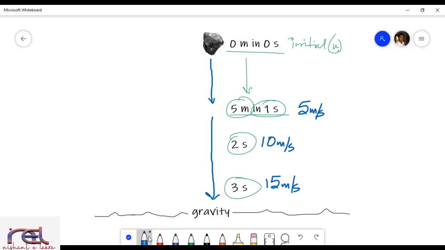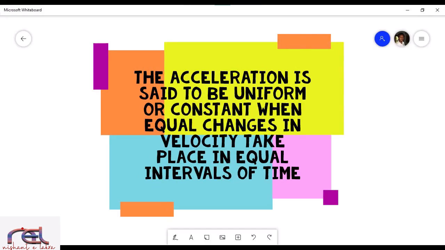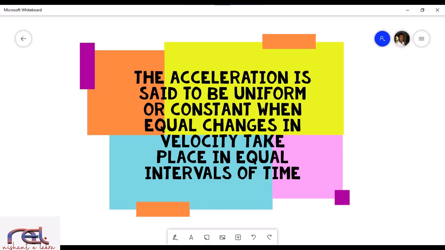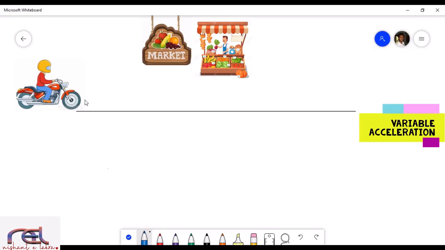Now what you notice here is that there is equal time interval, right? That is 1 second. The acceleration is said to be uniform or constant when equal changes in velocity take place in equal intervals of time.